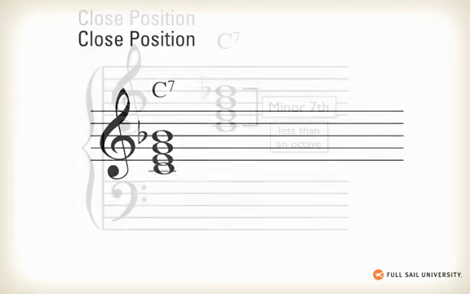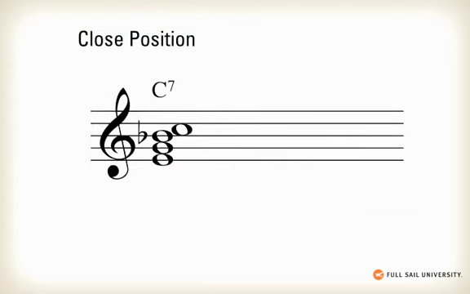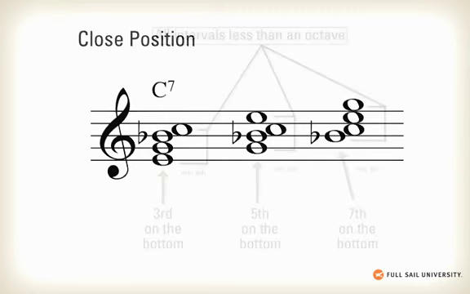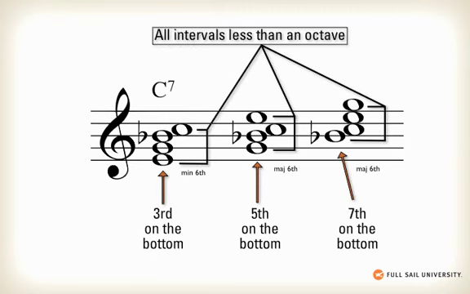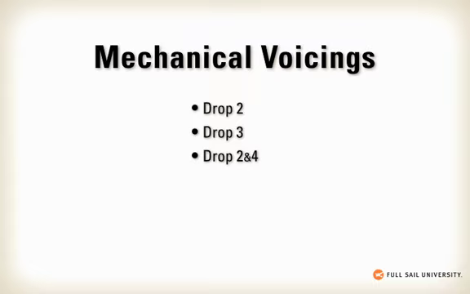position. Note that it doesn't matter whether the third, the fifth, or the seventh is the lowest note in the chord. If the distance between the highest and lowest pitch is less than an octave, then the chord is in close position. Once a chord is in close position, we can begin to use mechanical voicings.